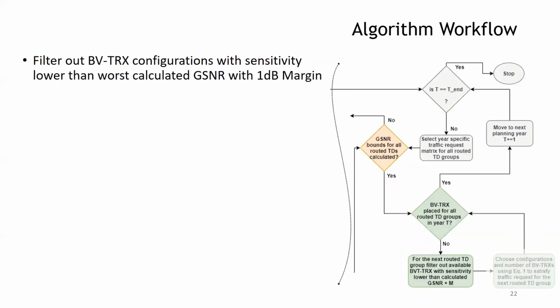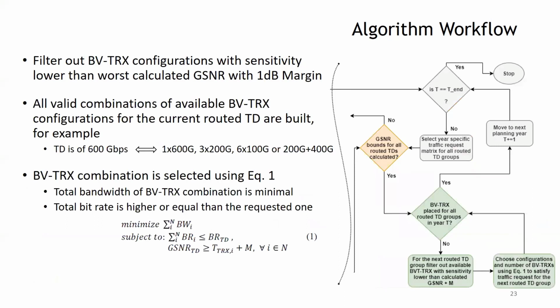The list of transceivers is again filtered, now with respect to the lowest value of GSNR calculated at the previous step. And the valid combinations of transceivers are built. The total bandwidth of transceiver combinations should be minimal and their total bitrate should not be lower than the requested bitrate of the routed traffic demand being processed at this step. For example, for 600 gig traffic demands, valid combinations might be one 600 gig channel or three 200 gig channels, and so on. Then, the transceiver combination with the lowest total bandwidth is selected.